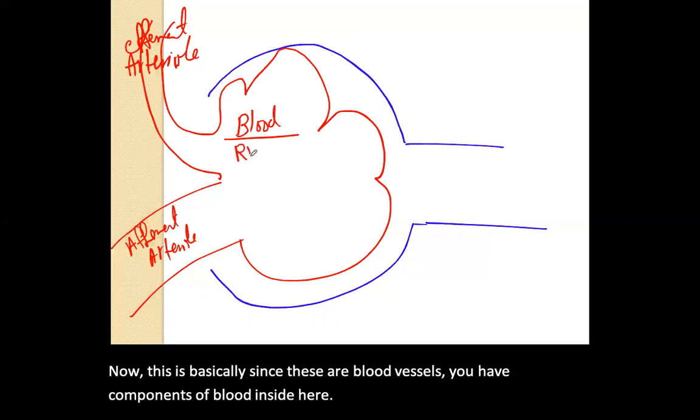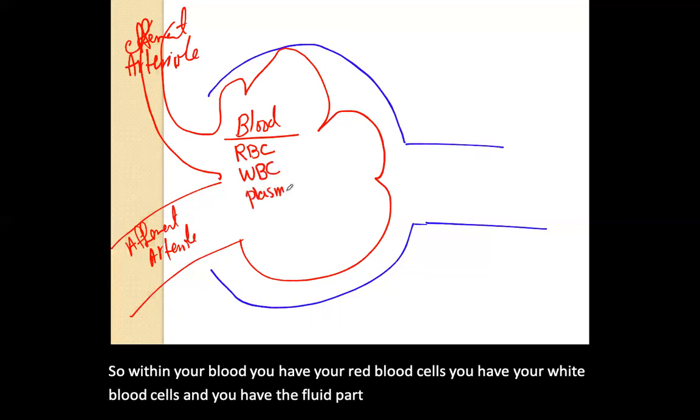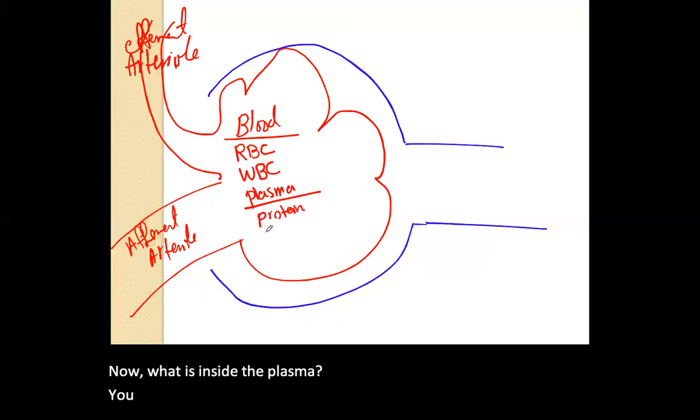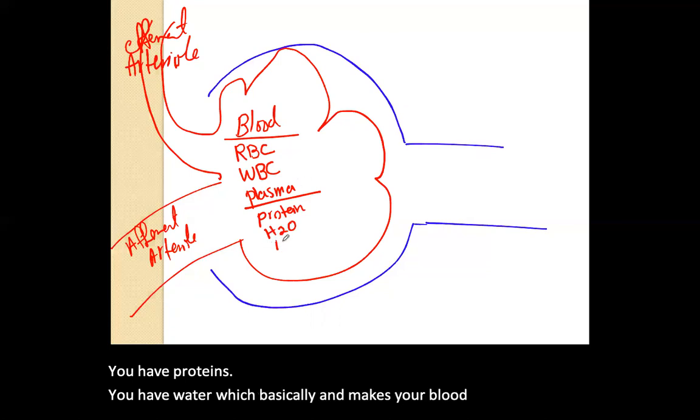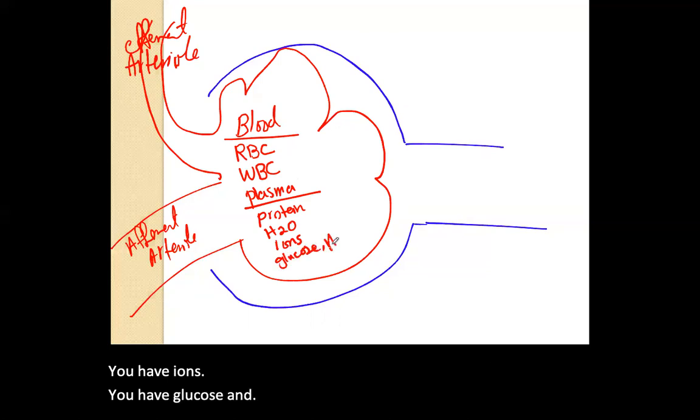So within your blood, you have your red blood cells, you have your white blood cells, and you have the fluid part of the blood, which is plasma. Now, what is inside the plasma? You have proteins, you have water, which basically again makes your blood fluid. You have ions, you have glucose and things like amino acids, and you have urea and uric acid, which are your waste products basically.